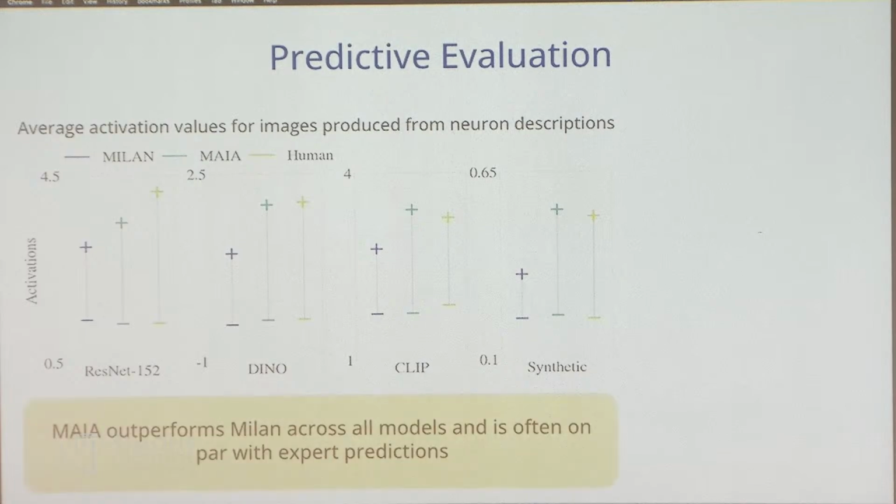And we find here again that Maya outperforms our previous method, Milan, across all the models we looked at. So we looked at ResNet, Vision Transformer, we looked at Dino and CLIP, and the synthetic neurons I showed you earlier. And Maya is often on par with human experts. If you look at the teal cross and the lime green cross, we find that the amount by which images predicted to positively activate the neurons vary from the neutral baseline are pretty similar between the human labels produced in the way I showed you before and labels produced by our Maya system.